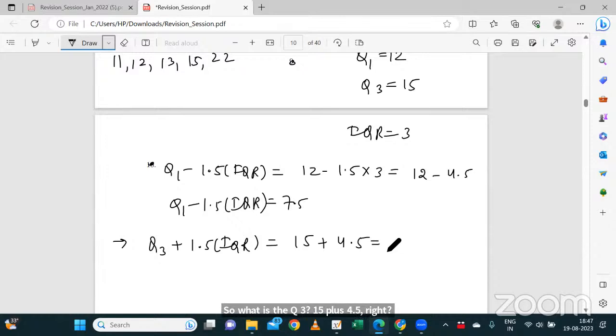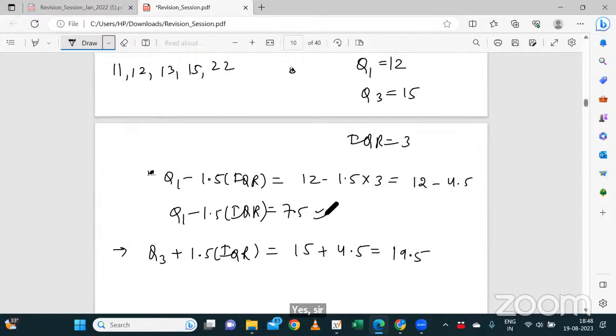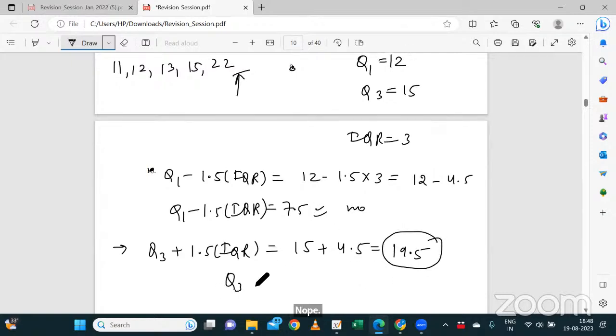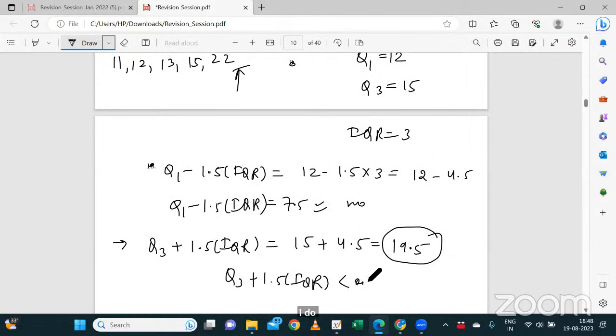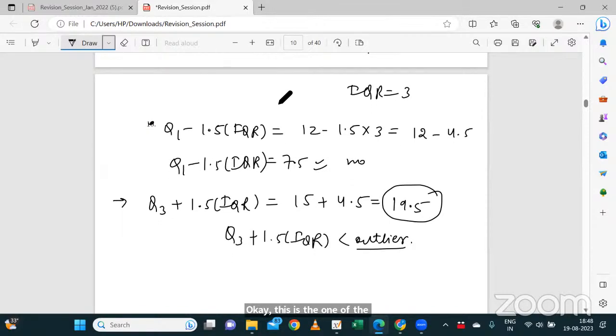Yes, sir. So what will be this value? 19.5? Yes or no? Yes, sir. So can you tell me, is there any observation which is less than this quantity in my data set? No. Is there any observation which is greater than this quantity? Yes, 22. So 22 will be treated as an outlier. Since it's a small data set, this is one of the methods to know whether an outlier is there in your data set or not.